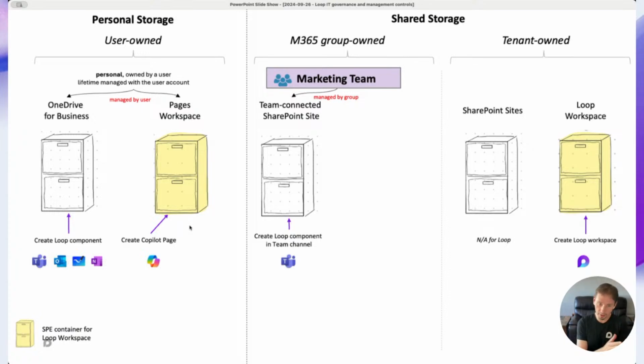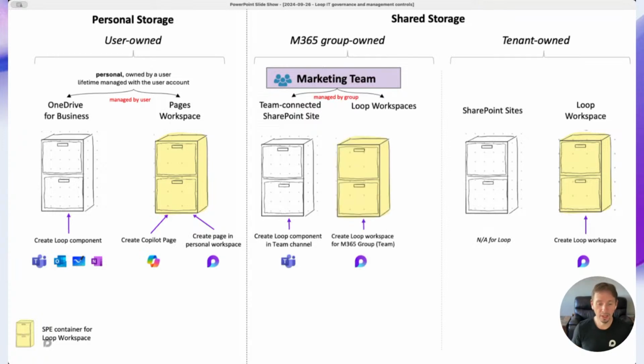You're just there with Copilot, talking to Copilot. You're collecting some stuff that you may or may not decide to share later. That gets stored in a user-owned SharePoint embedded container. And then also, in the future, in the Loop app, we would like you to be able to create personal pages there as well. When you're working on something that you don't intend to share with other people, we would also put it in that pages workspace, which is your user-owned container.